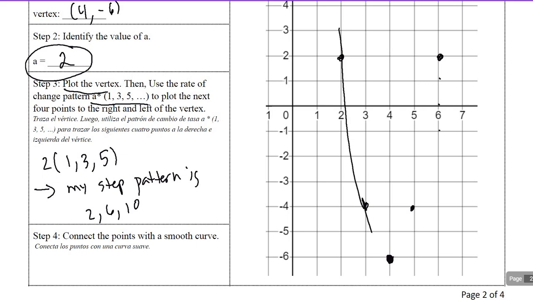Smooth curve. Smooth curve. I live in Smooth Curve City. Have you been there?